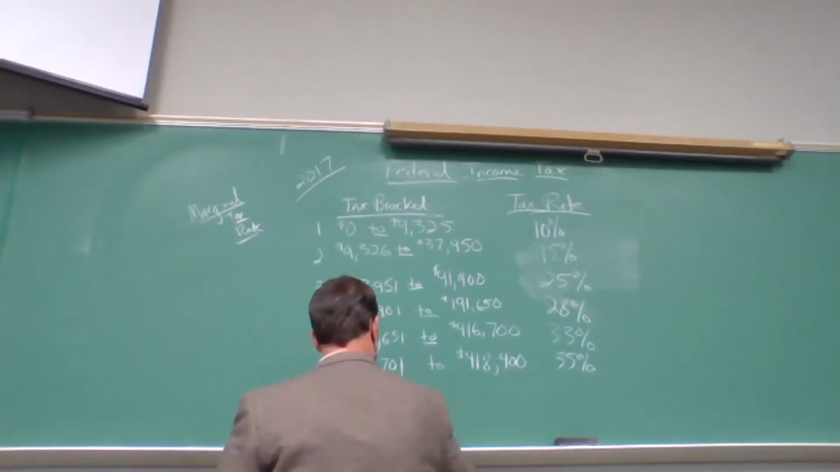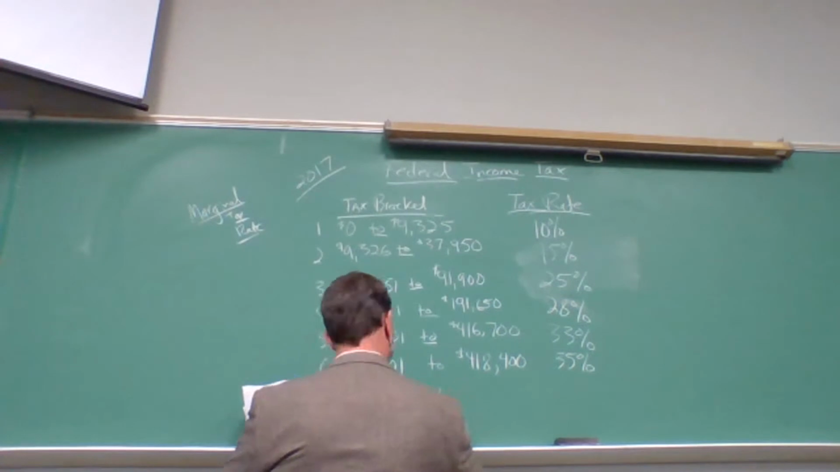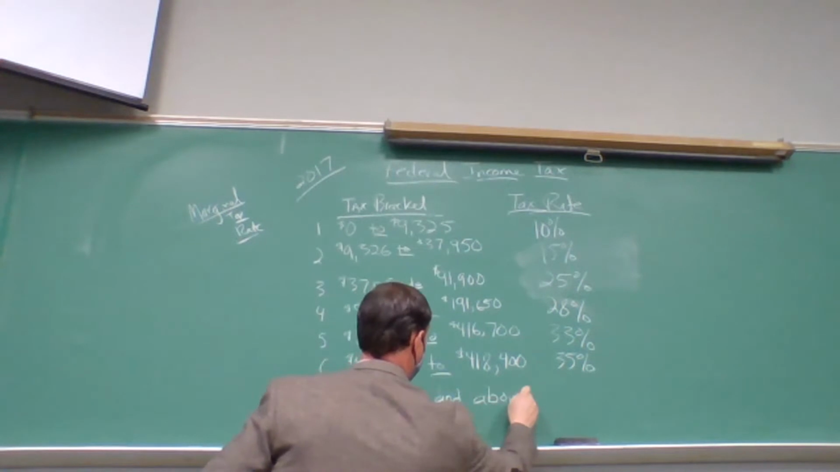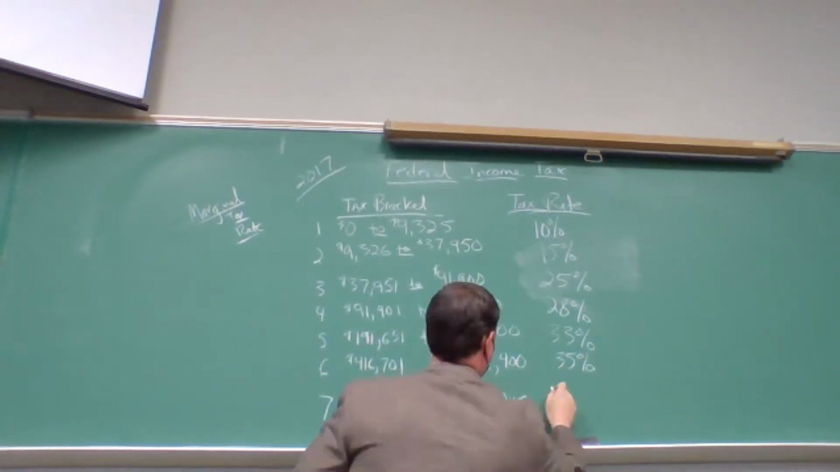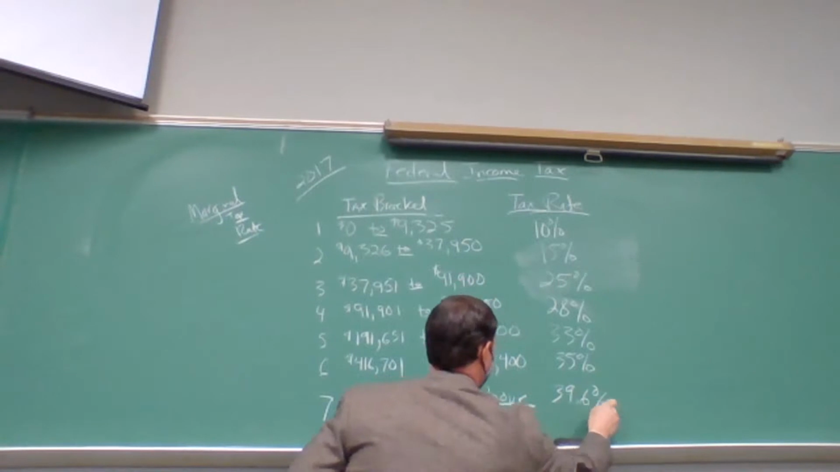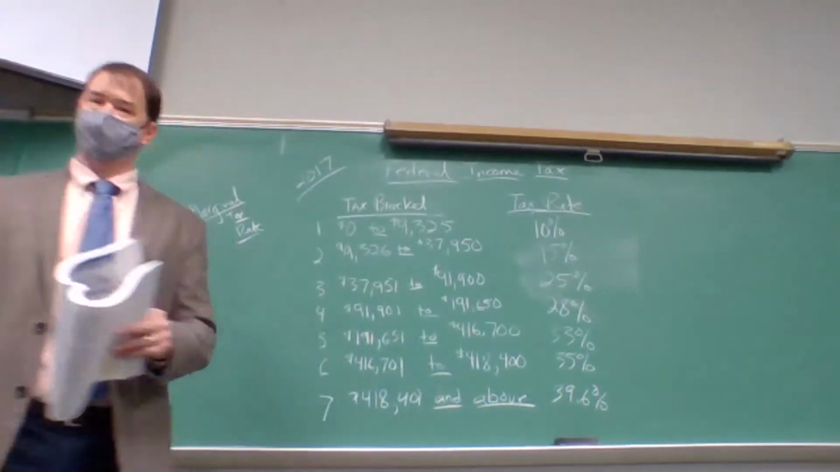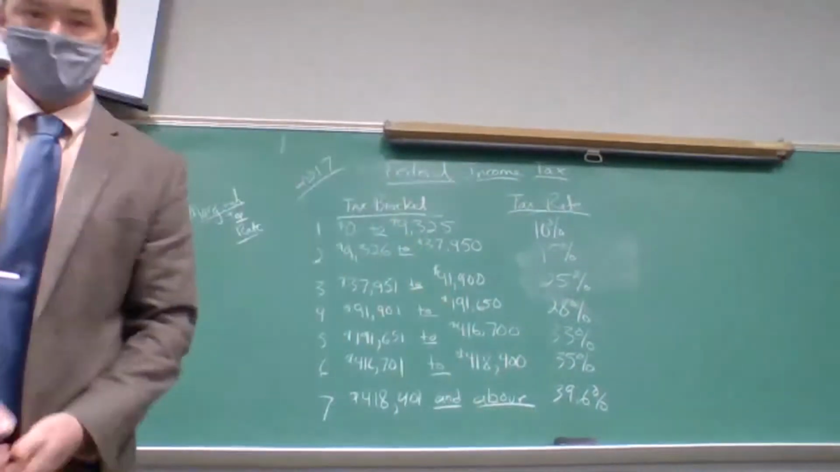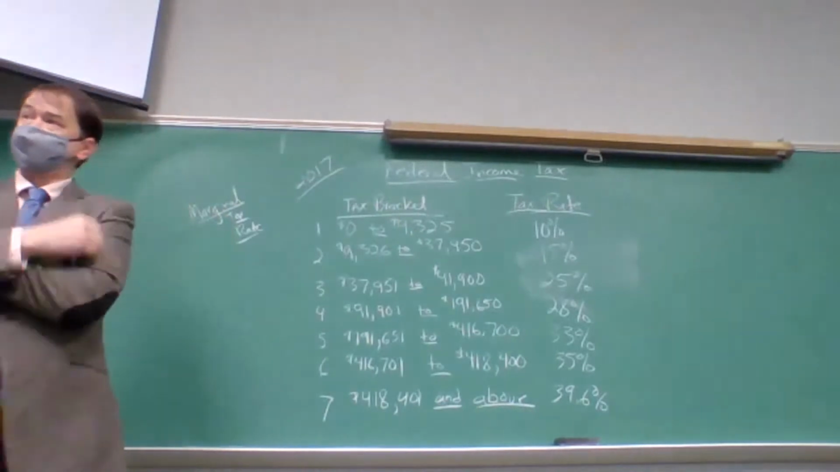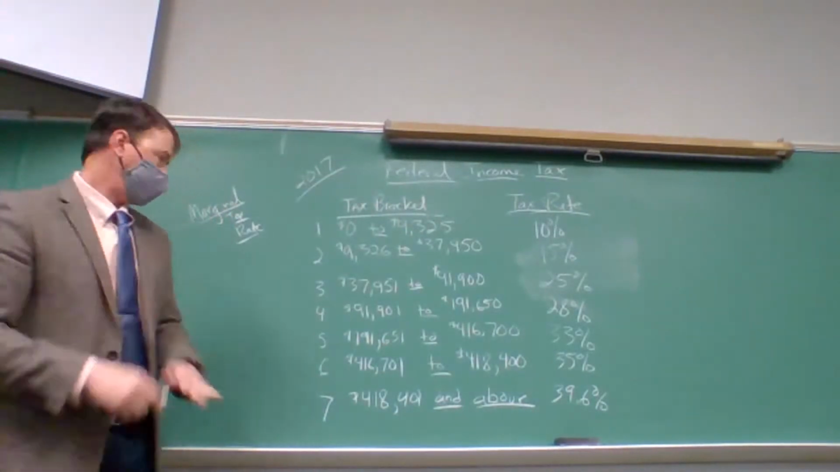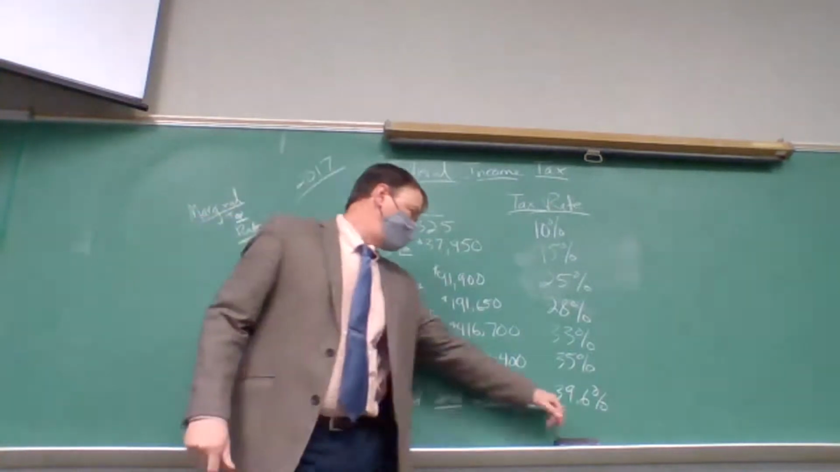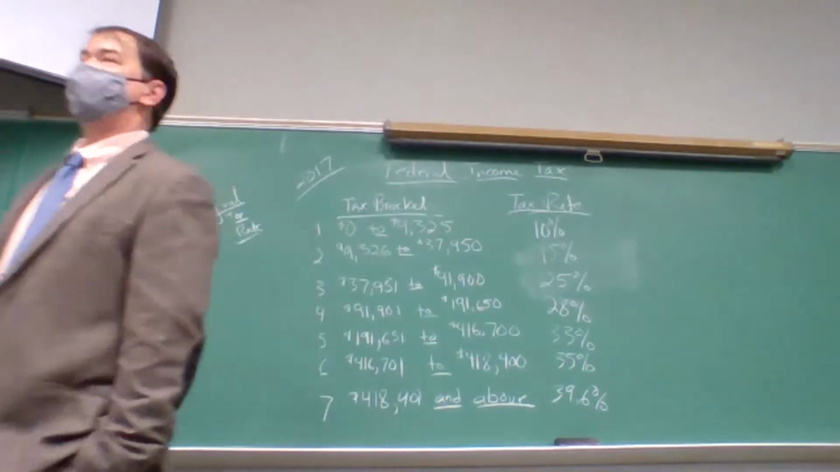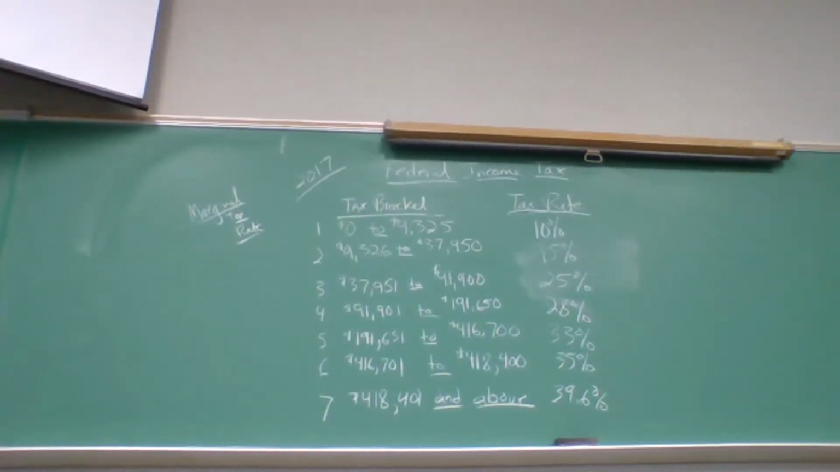418,401 to, well, let's just say, and above. 39.6. And now we're getting into decimals. Why? Same reason why there's a $2,000 gap in there. Any clue? Any ideas? Critical thinking. Come on, guys. Why is this only 2,000? Why is that? It's not 40. They don't want to tax people who own the business that falls on us.